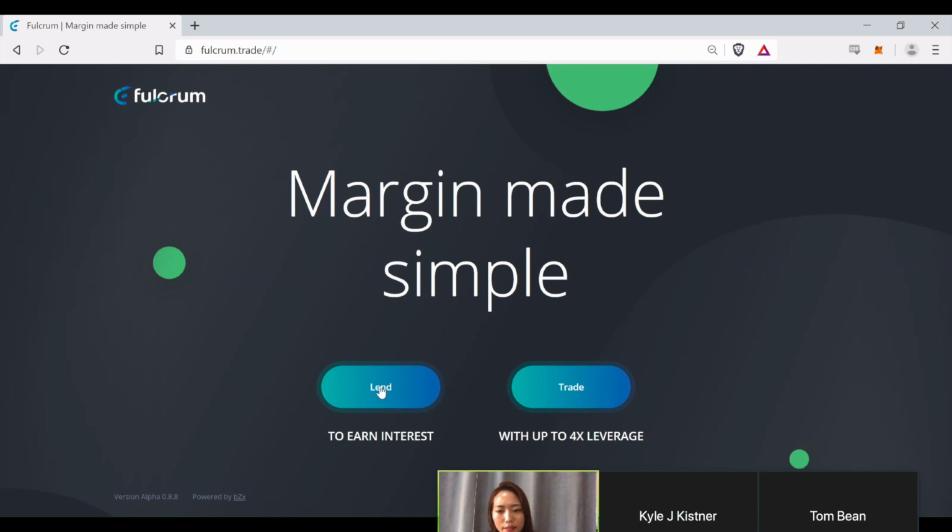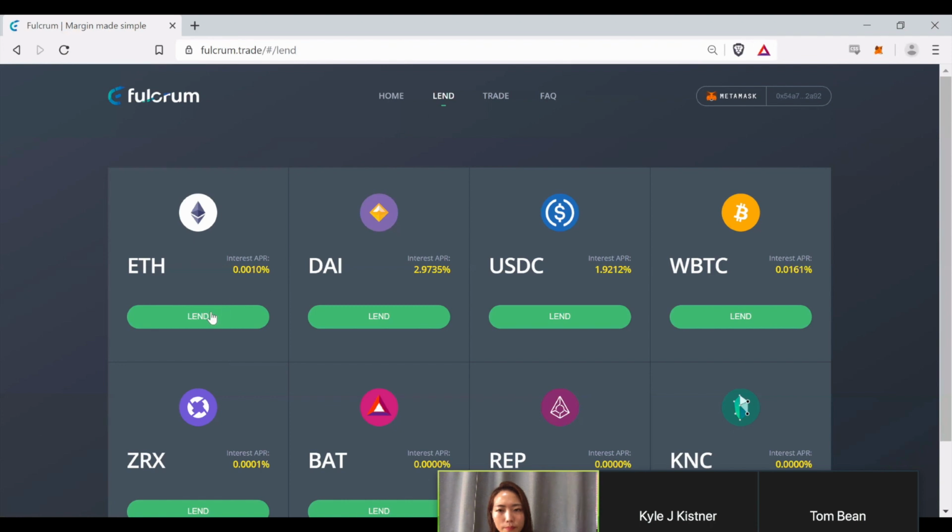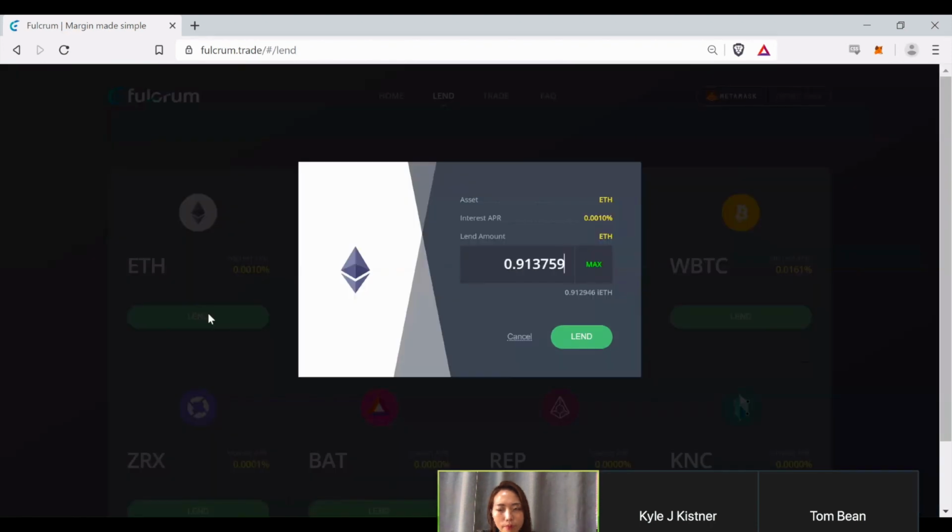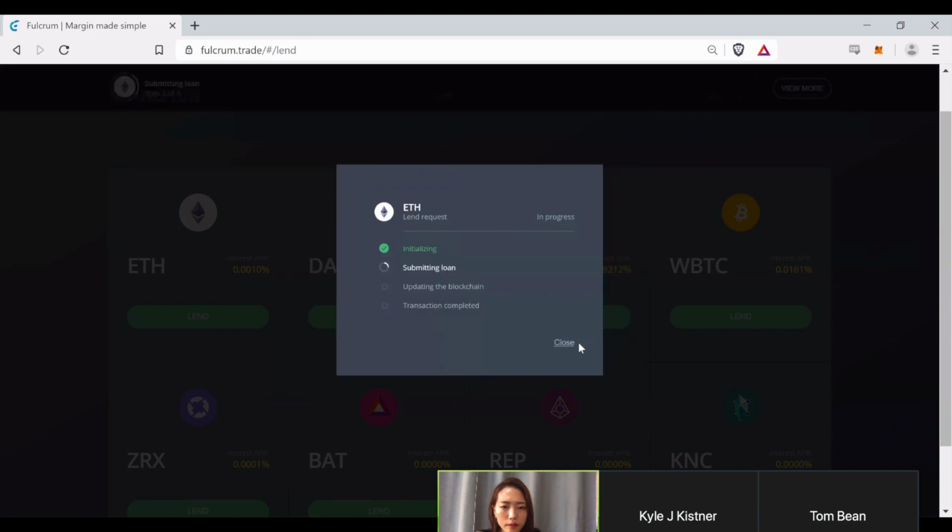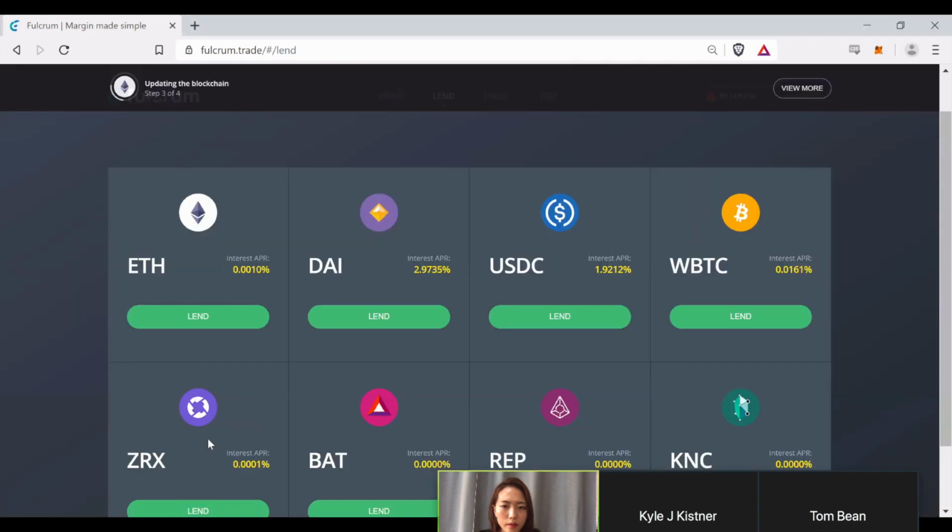Yeah. So to lend, you just go to the lend screen. You click the lend button of the asset you want to lend. You tell it how much you want to lend out, and then you hit lend. It walks you through the process right here. It tells you to submit the MetaMask transaction. You submit the MetaMask transaction. Now it's updating the blockchain. The transaction is being mined. And when it's done being mined, your funds have been lent out, and you've gotten an ERC20 representing the loan back in your wallet. It's that easy. What is the token called that I'm going to receive?